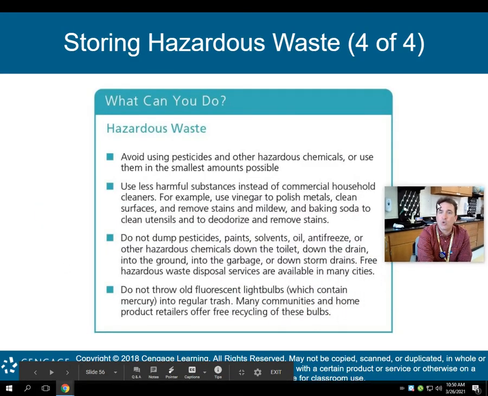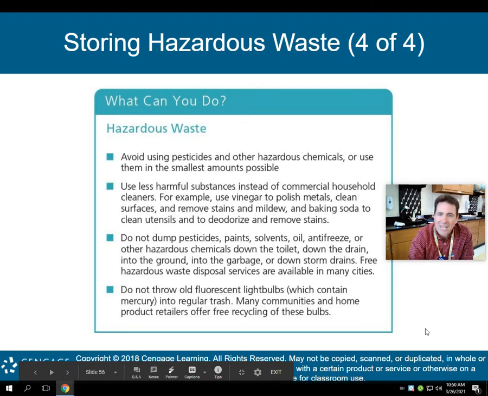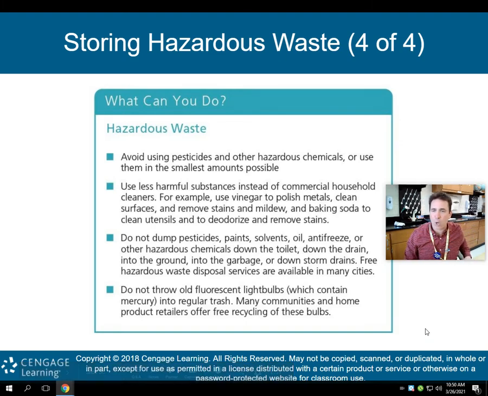And again, we're trying to discourage people from producing hazardous waste. So what can you do when it comes to hazardous waste? Well, avoid using pesticides and other hazardous chemicals, or use them in the smallest amount possible. Use less harmful substances instead of commercial household cleaners. For example, use vinegar to polish metals, clean surfaces, and remove stains and mildews. Use baking soda to clean utensils and to deodorize and remove stains. Do not dump pesticides, paints, solvents, oils, antifreeze, or other hazardous chemicals down the toilet, down the drain, into the ground, into the garbage, or down storm drains.